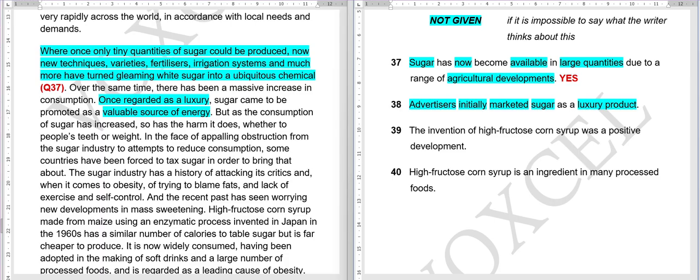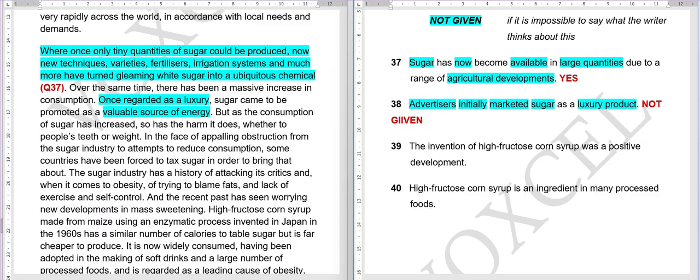Okay, time's up. And the answer to this particular question is not given. I hope you arrived at this particular answer. Why is it not given? Though they are saying that once it was regarded as luxury, regarded as luxury means people thought of it as a luxury, but now it is quite common. Now it came to be promoted as a valuable source of energy. So with time, it was promoted as a valuable source of energy, because when you eat it, it gives you a certain burst of energy, something like that.